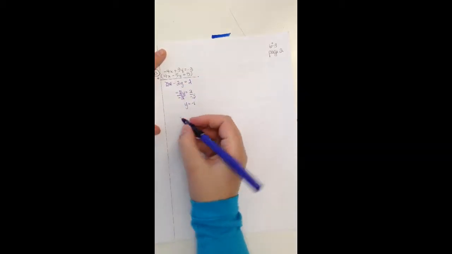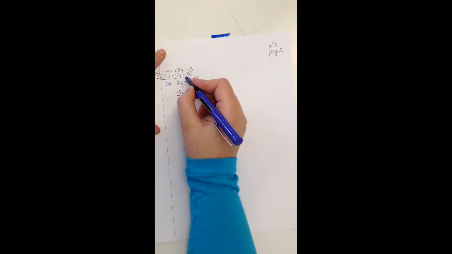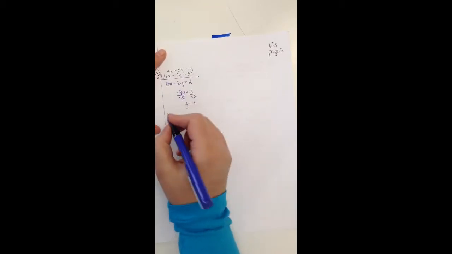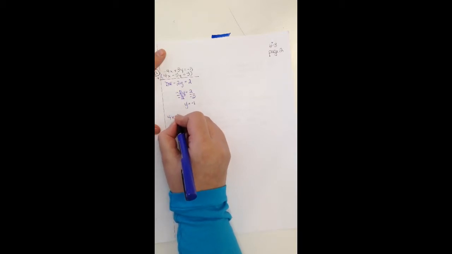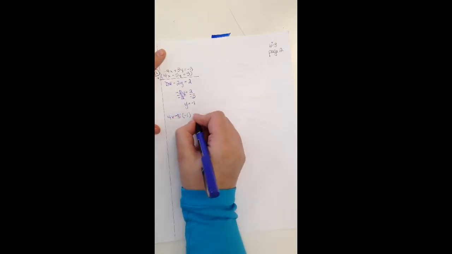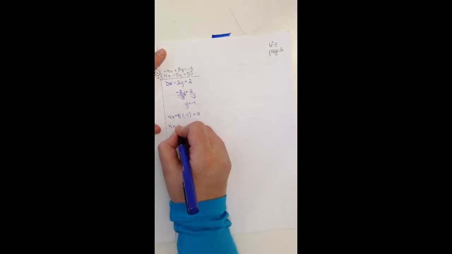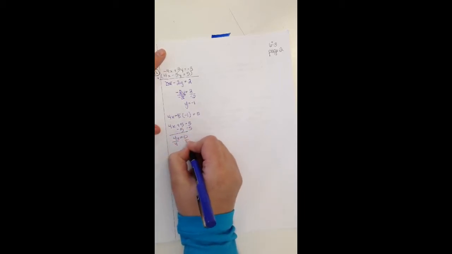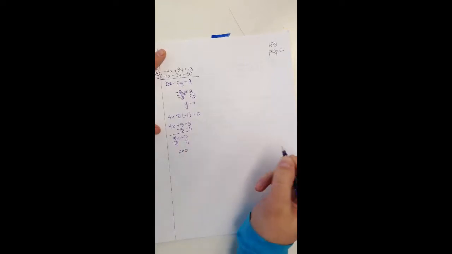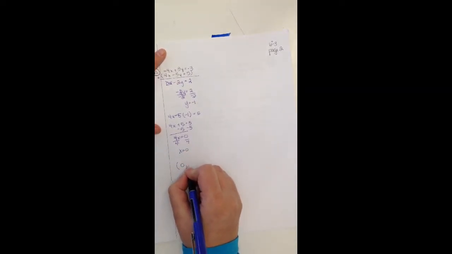So now I have my y value. I'm going to plug it into the second equation because it has a positive 4x. So I'm going to say 4x minus 5 times negative 1 equals 5. I get 4x plus 5 equals 5. Subtract the 5's. I get 4x equals 0. Divide by 4. X equals 0. So my ordered pair is 0, negative 1. And that's my solution for that system of equations. Go ahead and turn to the next page.